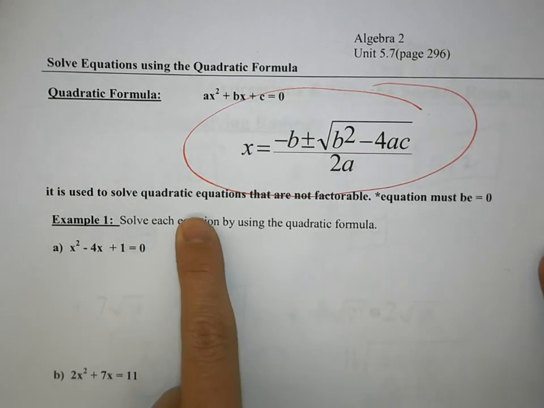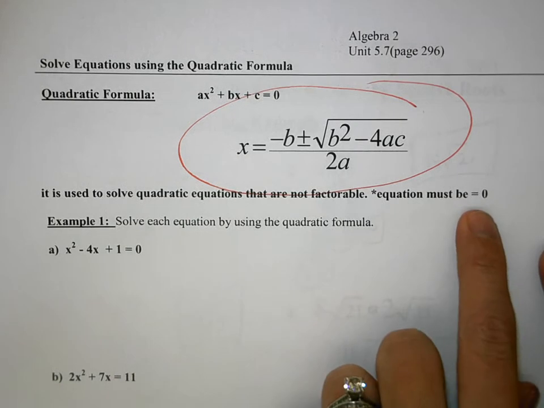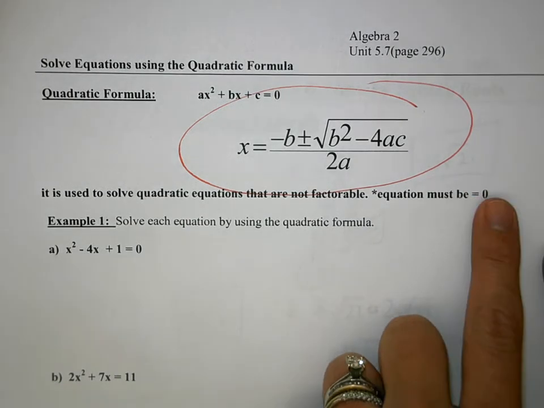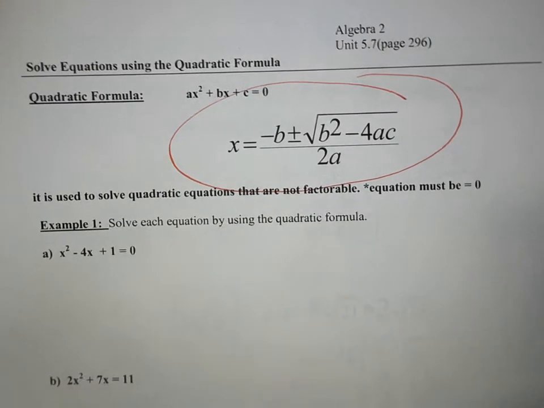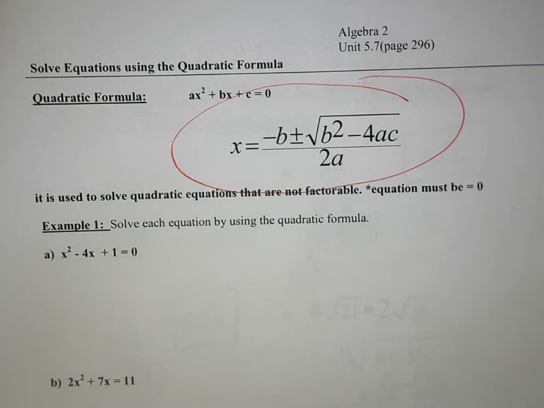Make sure that your equation is set equal to 0. So we've talked about a lot of different ways to factor, right? We know how to factor with our diamond method, right? We know how to factor with our over-under method. We learned how to complete the square. All of these are solving quadratics.